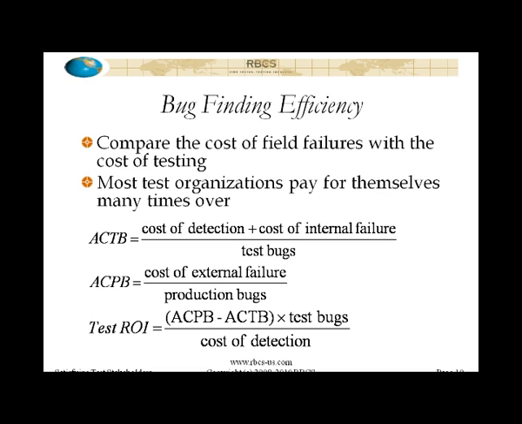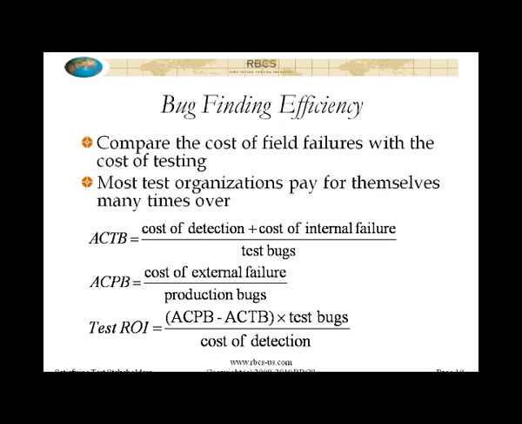Now, if we want to calculate the average cost of a test bug, we can calculate the cost of detection and the cost of internal failure, and then divide that by the number of test bugs that we found. That's the average cost. Then you calculate the average cost of a production bug, and that's the cost of external failure divided by the number of production bugs. Now, at this point, you've got two numbers, and so on average, the average cost of a production bug minus the average cost of a testing bug, that's the average saved by testing, or at least the opportunity for savings created by testing.